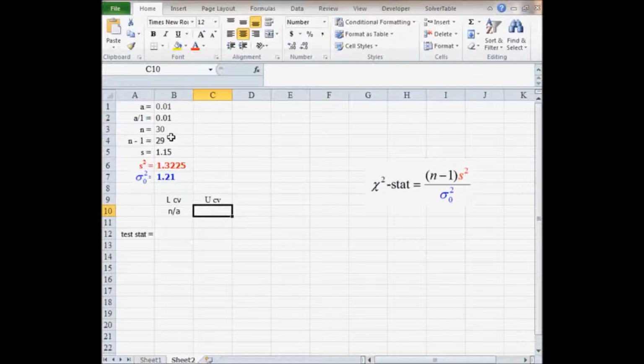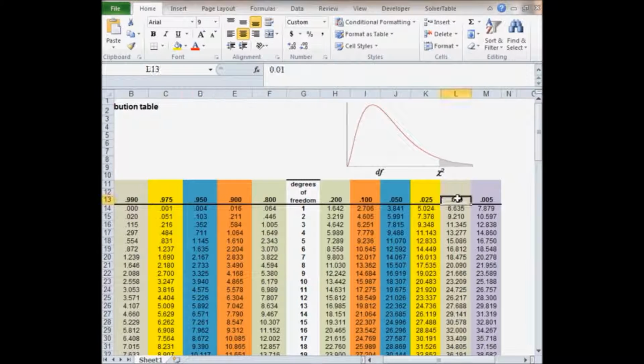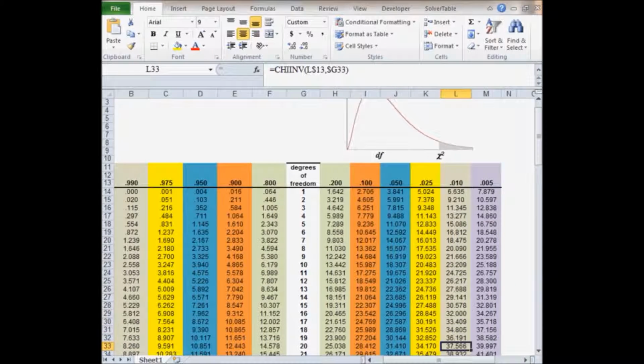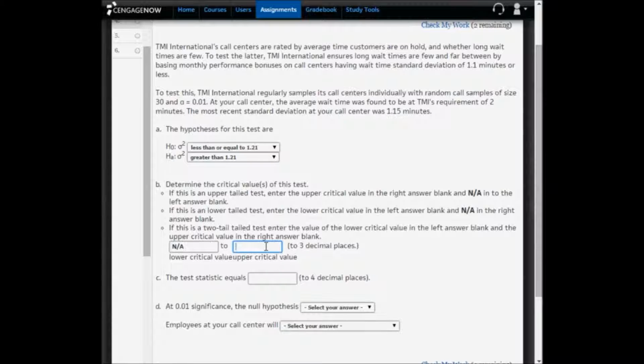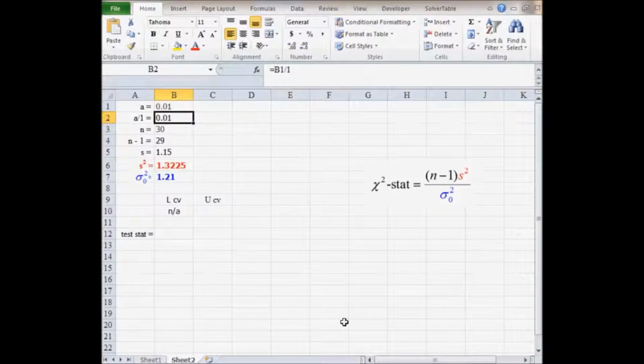Again, the upper critical value is in row 29 in column 0.01. So we're going to start in column 0.01 and go down until we get to row 29. So the upper critical value is 49.588. So I'm going to paste that right into here. And I'll go ahead and put that in my Excel spreadsheet too.